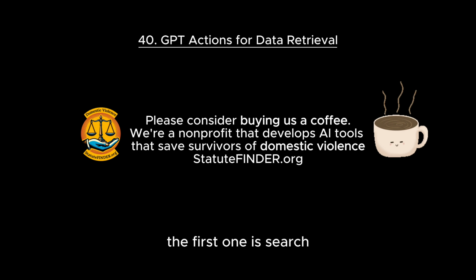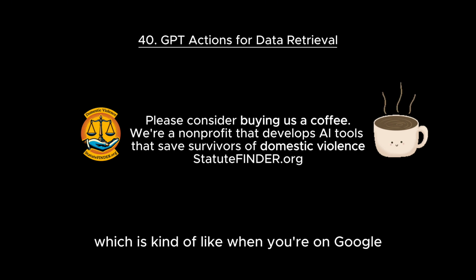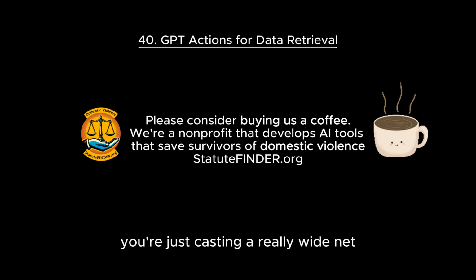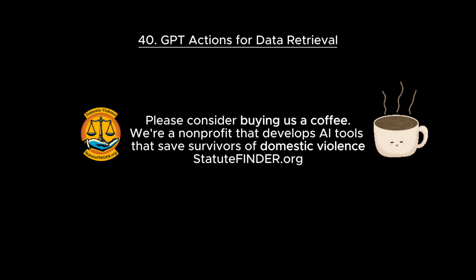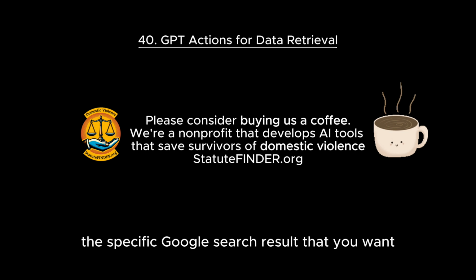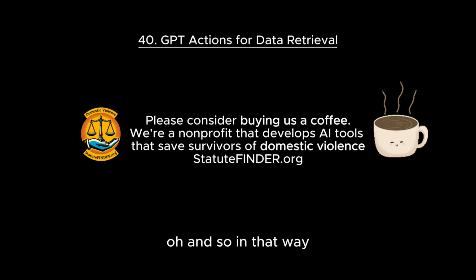The first one is search, which is kind of like when you're on Google and you just type in a few keywords. Right. You're not looking for something specific, you're just casting a really wide net. And then the other option is get, which is more like when you have a specific thing in mind and you click on the specific Google search result that you want. Oh. And so in that way, you're able to actually zero in on exactly what you need.